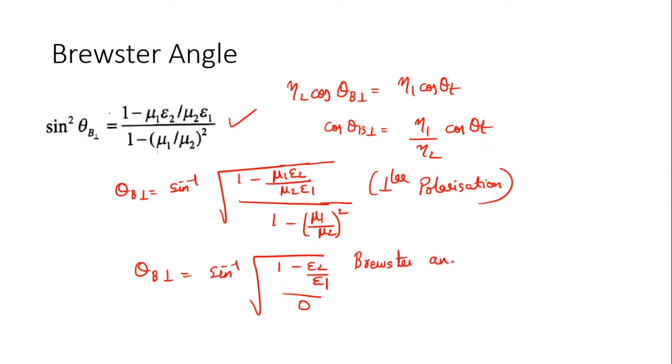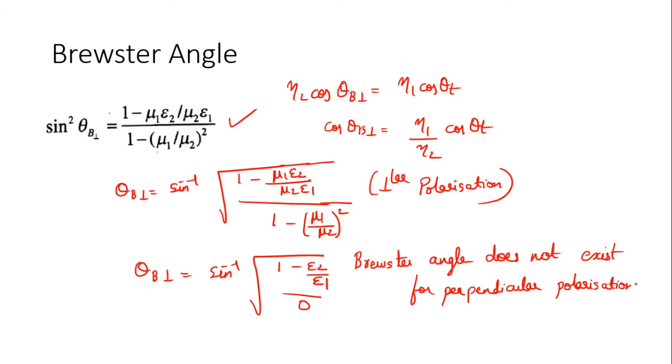Brewster angle does not exist for perpendicular polarization. Okay, so why does this happen? Because this value is infinity, this part is infinity and this value does not exist.